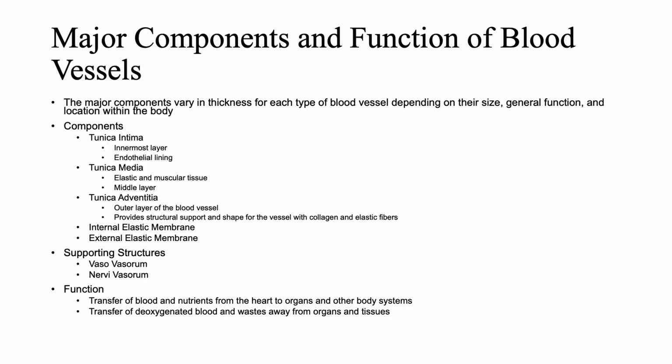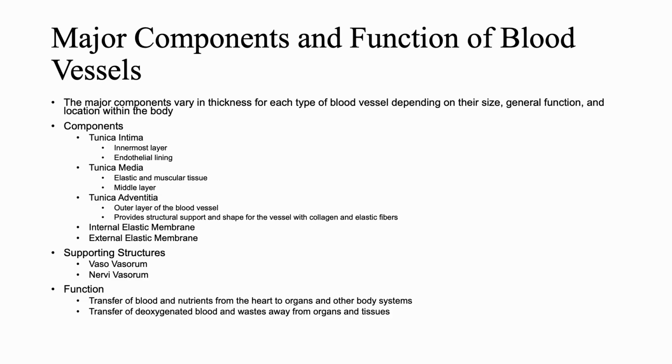Most blood vessels contain three structural layers called tunics. The relative thickness of these layers changes depending on the type of vessel and its function within the body. The innermost layer is the tunica intima. This layer contains the endothelium, which is a thin layer of epithelial cells lining the lumen, or interior space, of the vessel. The tunica intima creates a smooth surface that reduces friction during blood flow.